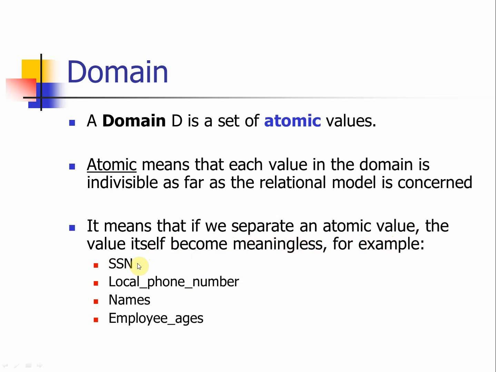For example, a social security number. It is impossible to take only part of the social security number and make sense out of it. The same goes for a local phone number without the area code, names, and employee ages. Those are what we call atomic values, and therefore, for a relational database, we want to store atomic values.